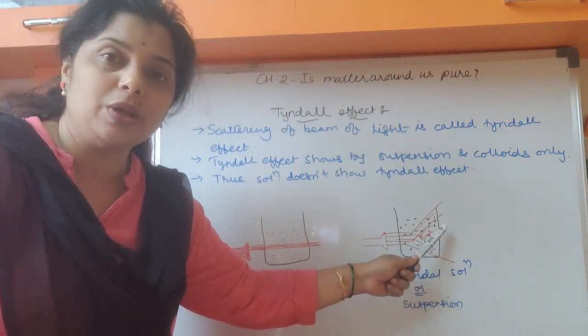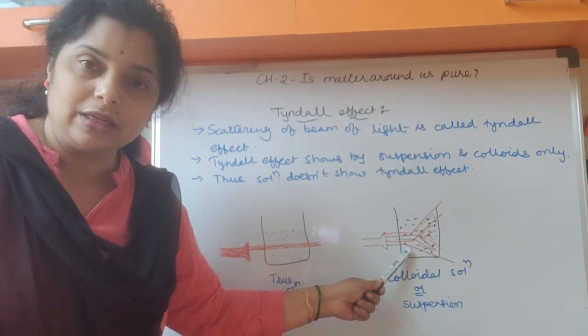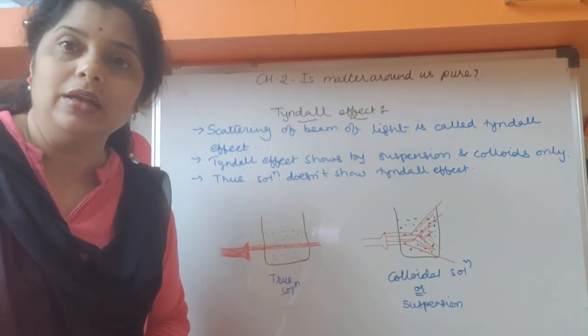Why is it like this? Because the particles scatter the light. Is it clear? This is called the Tyndall effect.